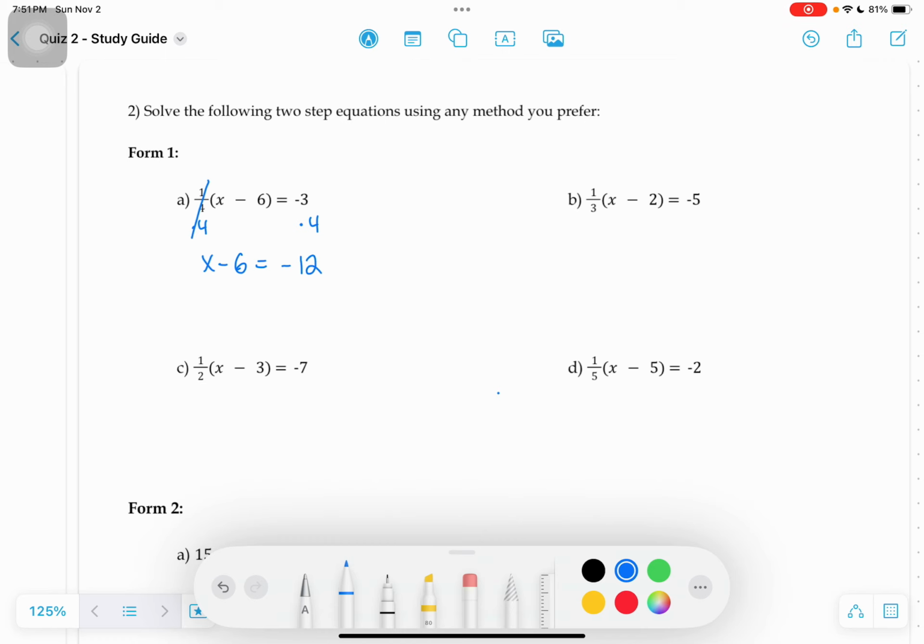All right, now let's do the next inverse operation. Add 6 to both sides. X equals -6.